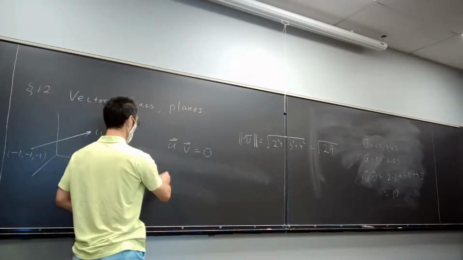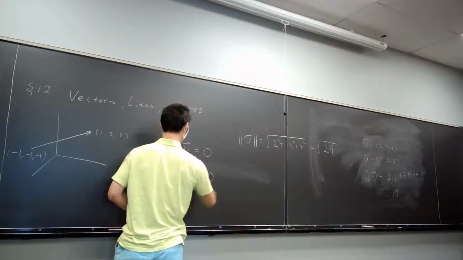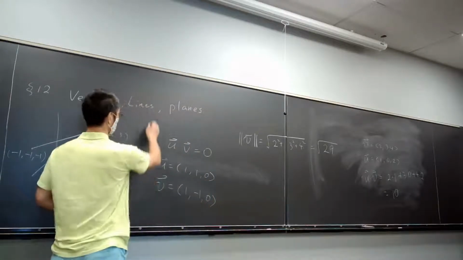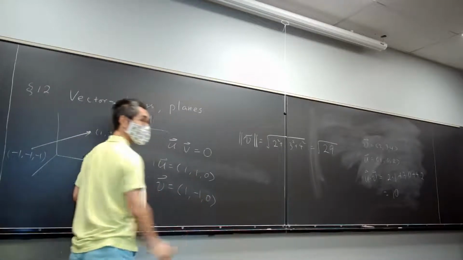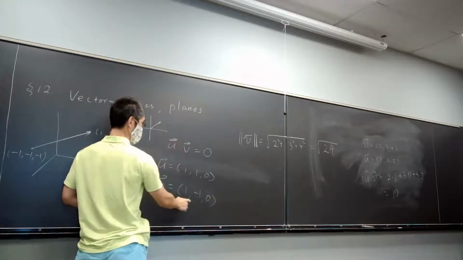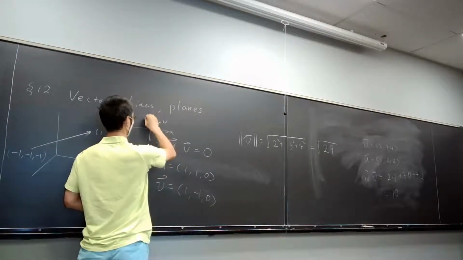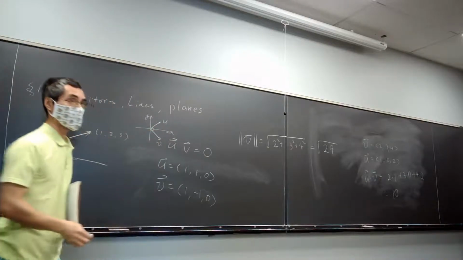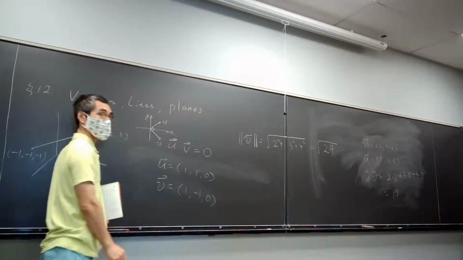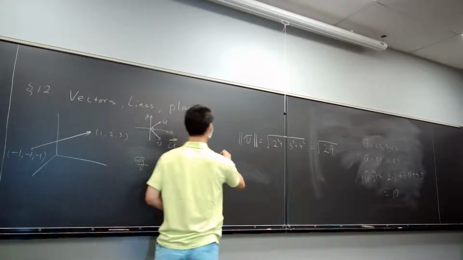So let me give you a simple example. 1, 1, 0. 1, negative 1, 0. Then you plot it, and because it's 0 here, it means the z component is 0, so it's in the xy plane. Right? So u is like this, and v is 1, negative 1, so it's like that. Right? And they're perpendicular. And that dot product is 1 minus 1 plus 0, which is 0. Right? So this is one example of a dot product equal to 0. And that means perpendicular.